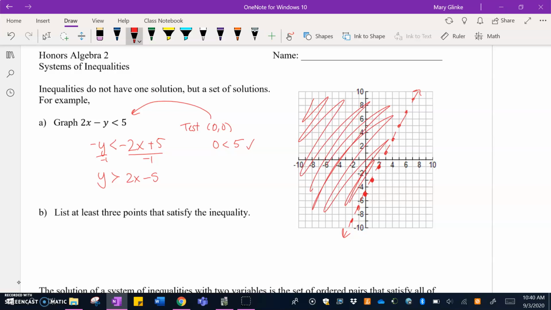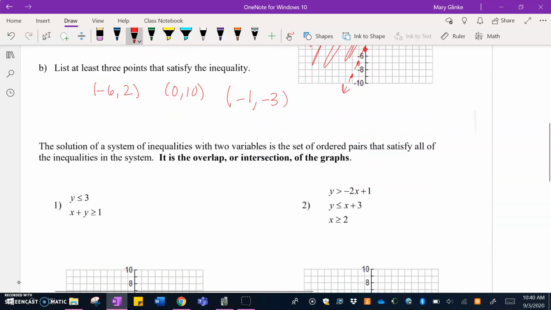So in this solution set, anything that is shaded is going to be part of the solution set and it would satisfy the inequality. So to list 3 points, you can honestly pick any 3 points that are in the solution set, like -6, 0, or 0, 10, or -1, -3. All of those points work. You could not list any point on the line or any point in the unshaded region.